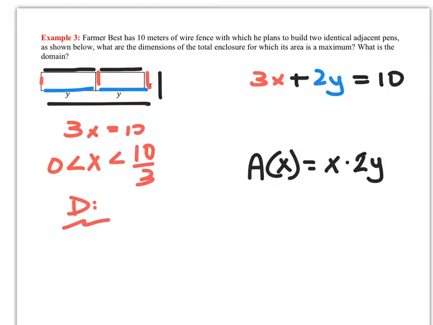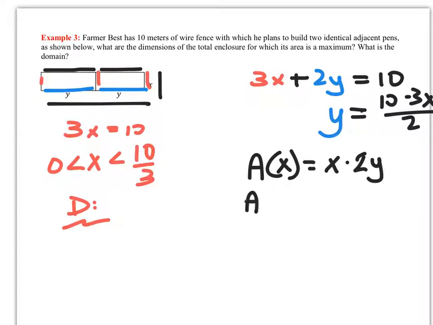Now if I were to use this right now, I'd have 2 variables, which would make it hard to differentiate and would get really complicated. So what I'm going to do is solve for y up here. So I would subtract 3x, and I'd divide by 2.